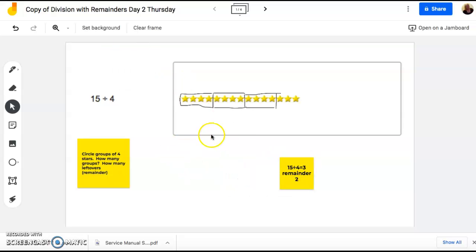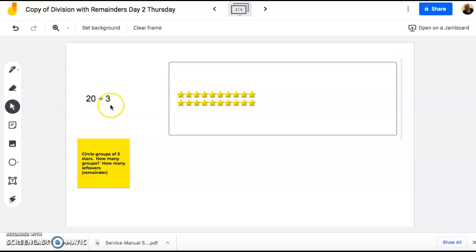Okay? So what you're going to do is look at the problem. You're going to circle groups of 4 stars on this one, and then you're going to write down how many groups and how many leftovers or the remainder. And so I put it on a post-it note. This is the way I want you to do it.